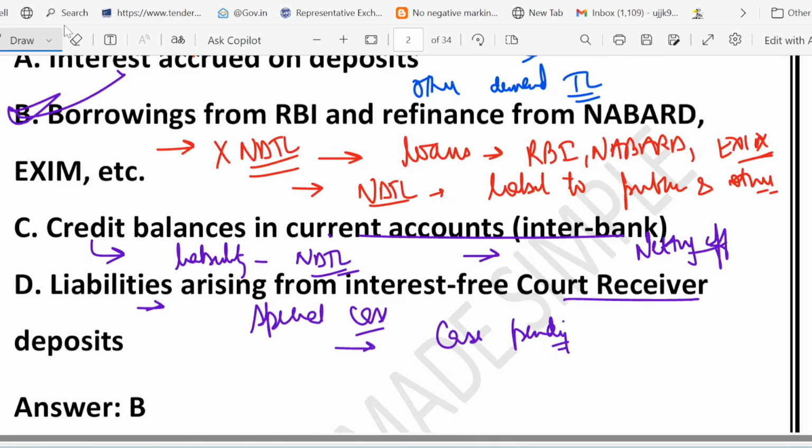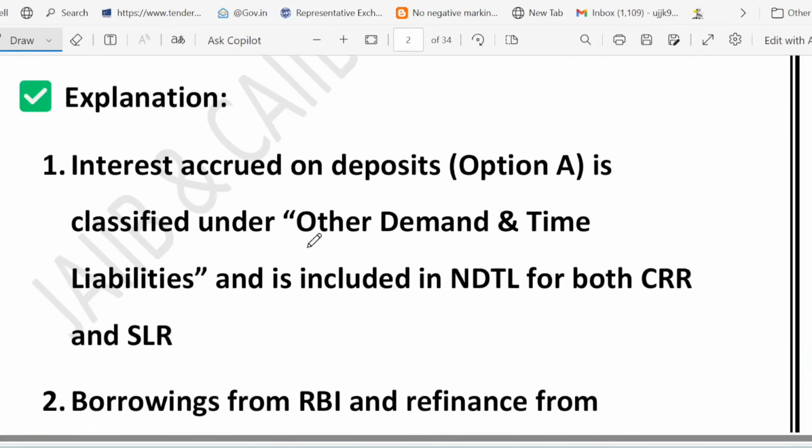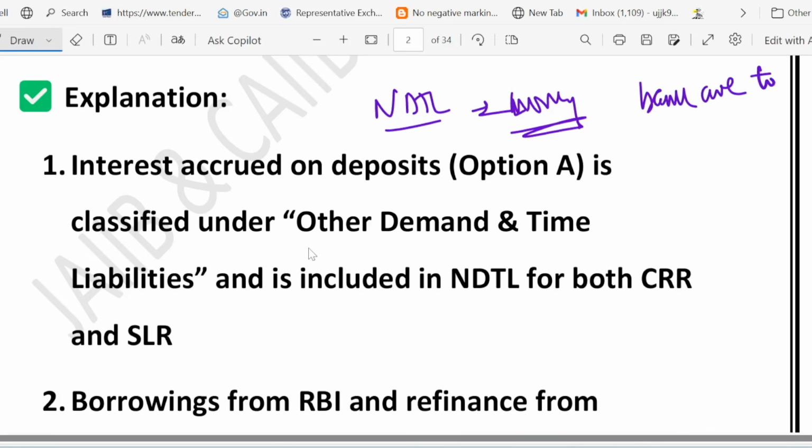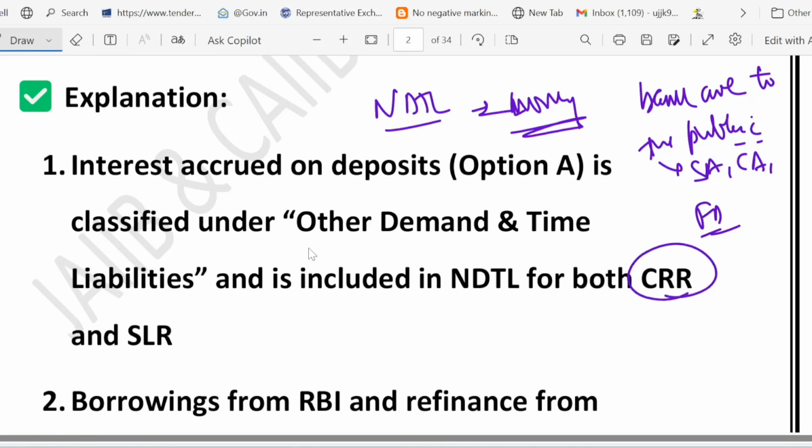So let's summarize what we have learned in this particular question. What is NDTL? I told you NDTL means how much money the bank owes to the public and other banks in the form of savings, current and fixed deposits. How much money the bank owes to the public, that is called NDTL. So basically this NDTL helps RBI decide how much money a bank must keep as CRR as well as SLR.